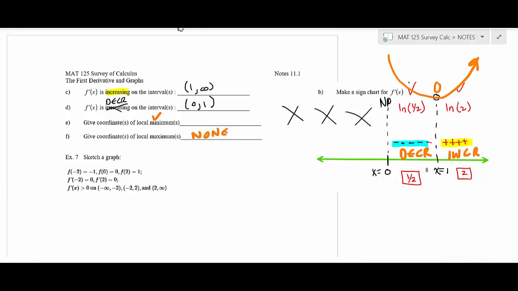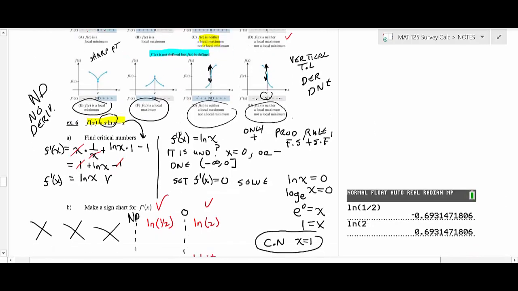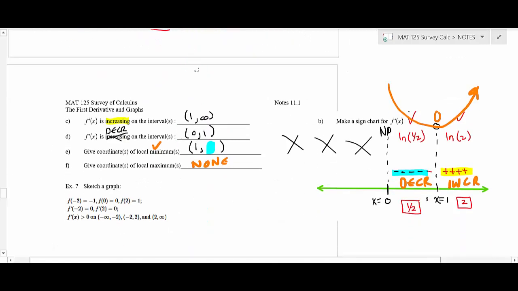Okay, so what you would do is you would do this. That local minimum occurs at 1, and then you need to find the y value by looking at the function. So the function was x ln x minus x. Okay, so that's the function we did. So let's plug the 1 in. So we would have f of 1 is 1 times ln 1 minus 1. The ln of 1 is 0. So we would get 0 minus 1, so we would get negative 1.